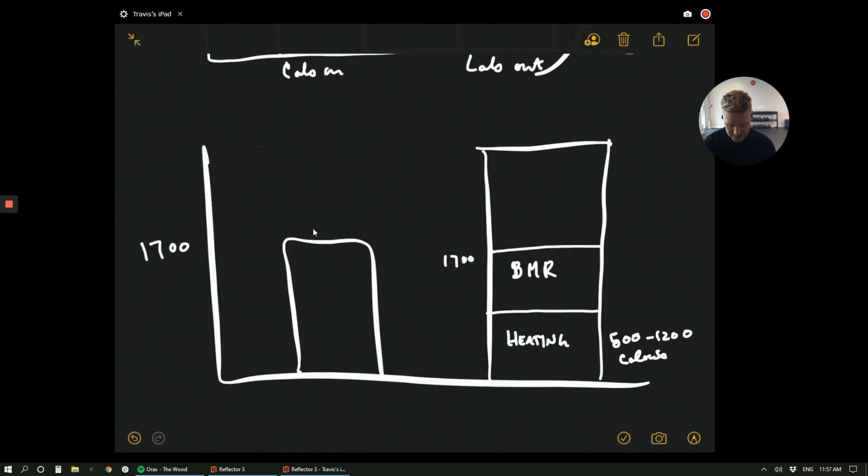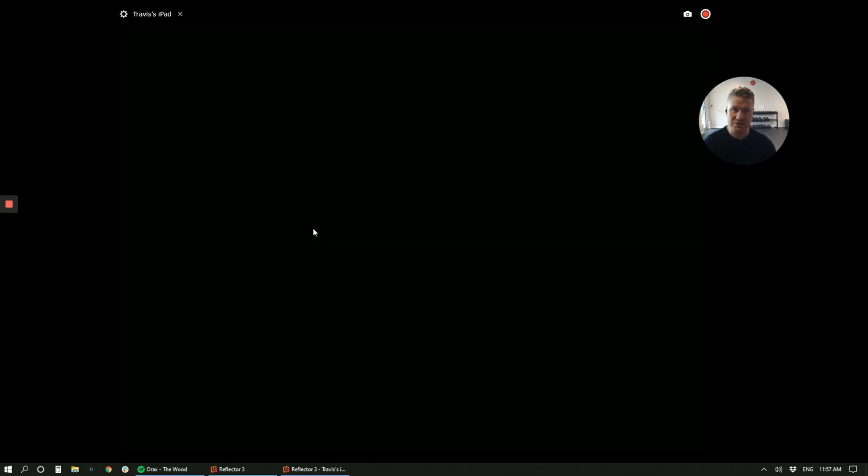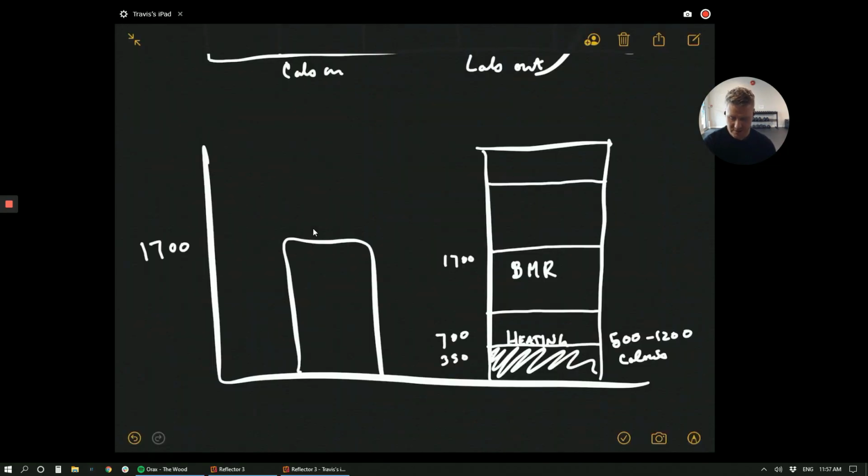So if this was 1700, now let's just say this was 700 calories for heating. An unhealthy person would be at 350. So that would put it right here. So their heating only is taking up this amount. That's going to drop calories out from the top here to there, right? So we've lost a bit. We've lost calories out because the heating system isn't working right. I'll get into that more in a minute.